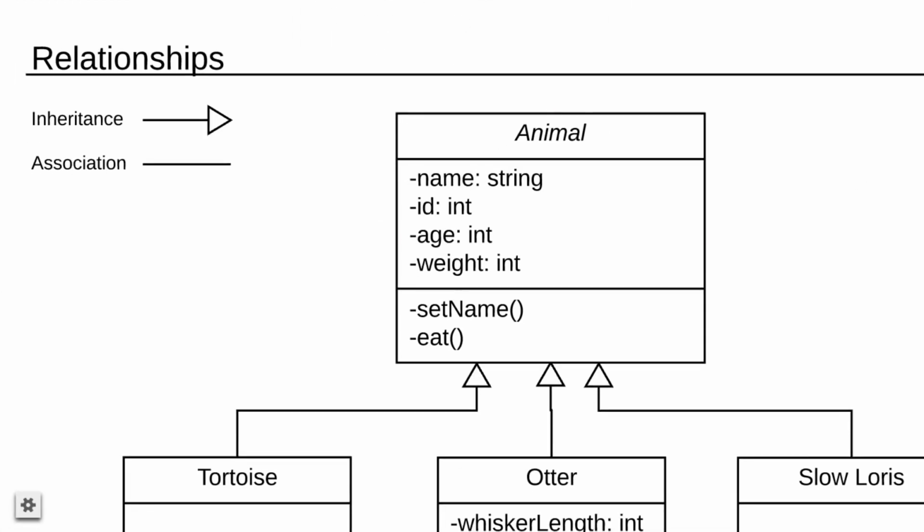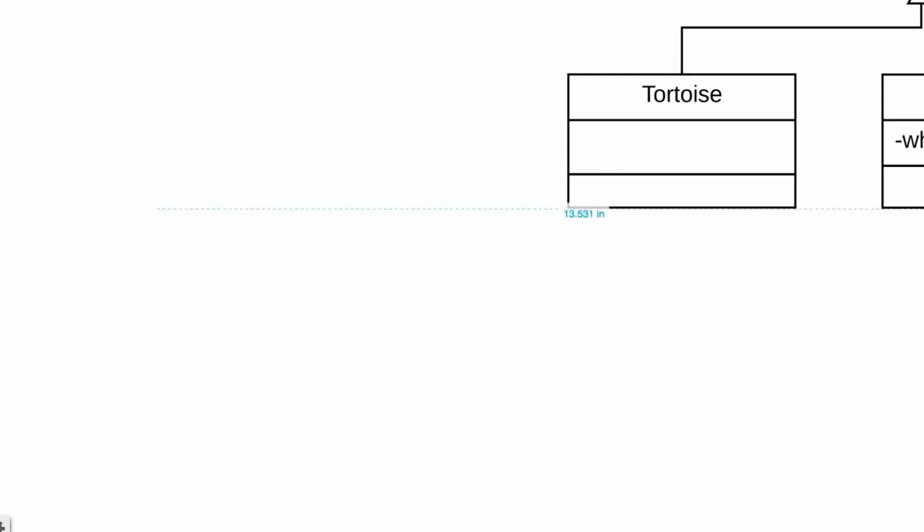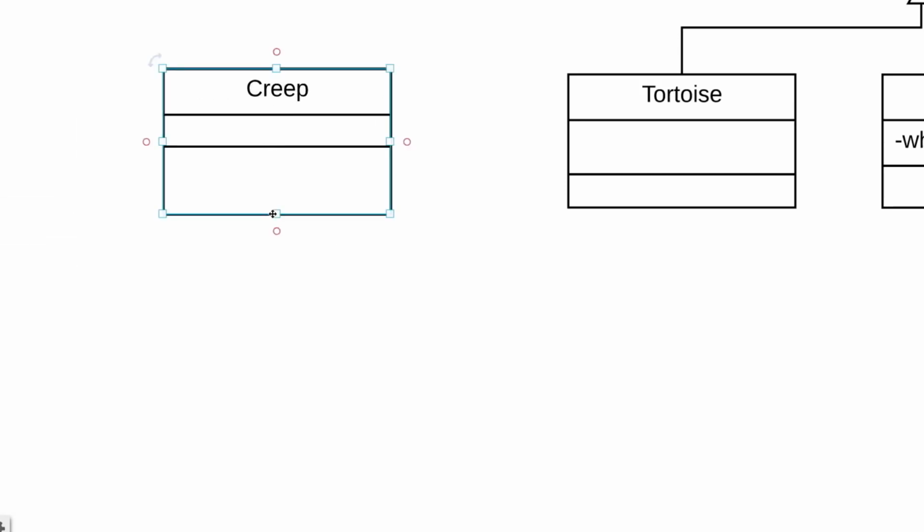The next type of relationship is aggregation. It's a special type of association that specifies a whole and its parts. So to continue with our zoo example, again, this is just to help explain the logic, let's create a new class for a group of tortoises. A group of tortoises is called a creep, and that's pretty cool.